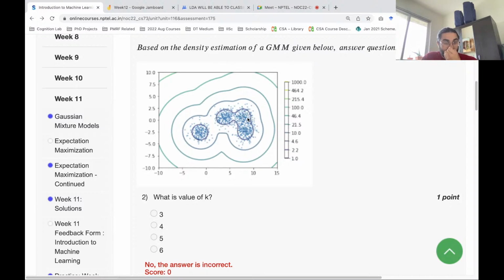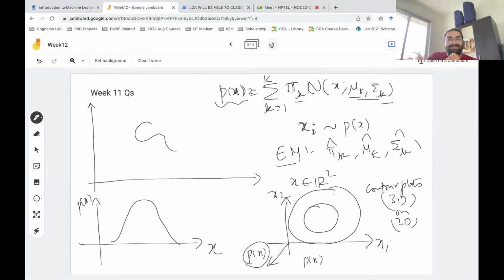Two contours are there, but the peaks may not be just two, right? So every contour will have a single peak, as you said. It's a Gaussian distribution, so the middle will be the highest. And since there are two contours, there will be a peak in the middle of both.